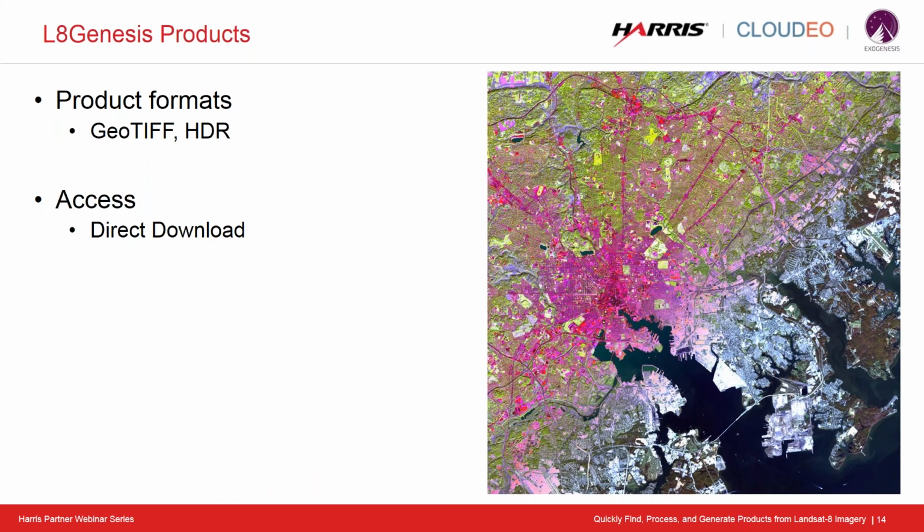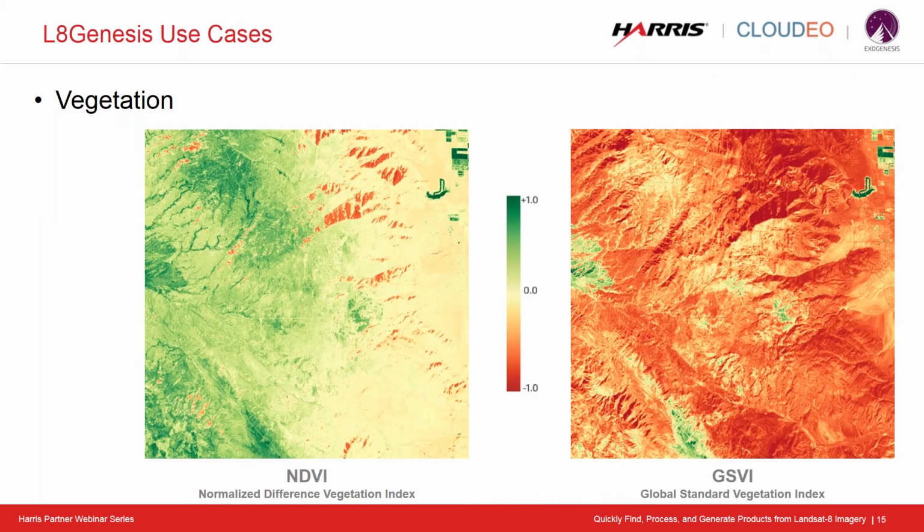So the outputs from L8Genesis include a standard ENVI header file, so you can directly import these data products into ENVI for further analysis. This can be done either within the CloudEO Workbench, where you can manipulate those images directly and have immediate access to the results. You can also do a direct download to process on your own computer offline. The GeoTIFF format is also compatible with other common image software, so you can download the data directly and use it however you prefer.